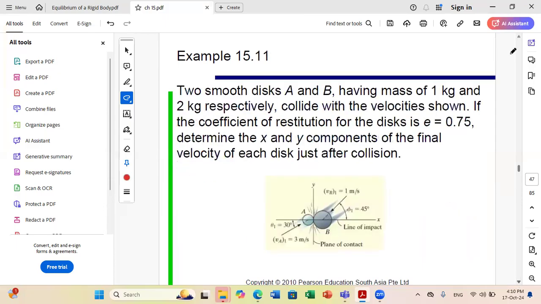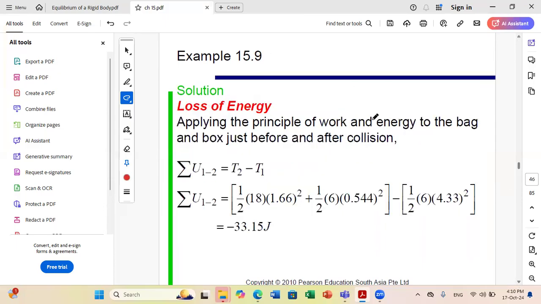Now they also asked for the loss of energy. They said, what is the loss of energy during collision? Loss of energy, how can I compute it? From the variation in kinetic energy. Why do they just consider kinetic energy?